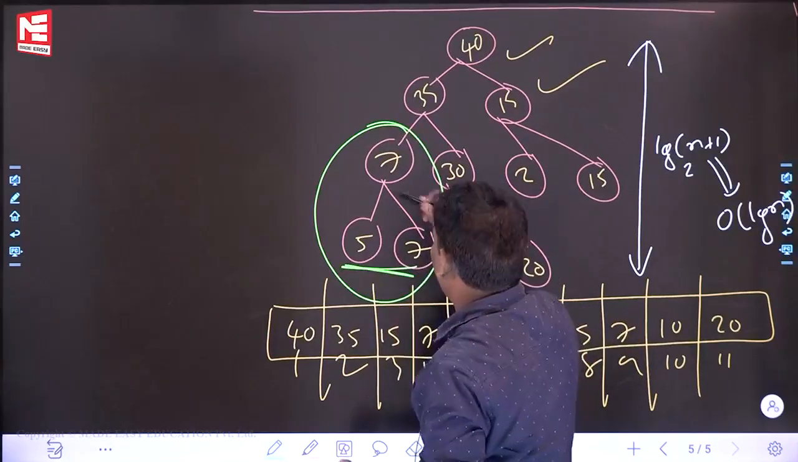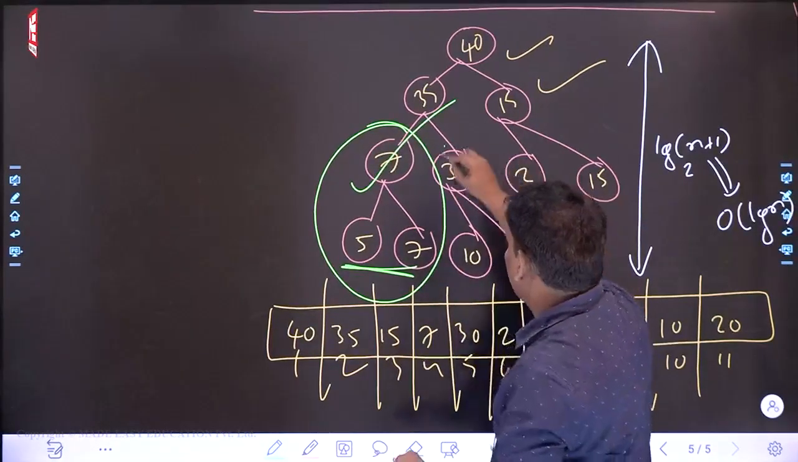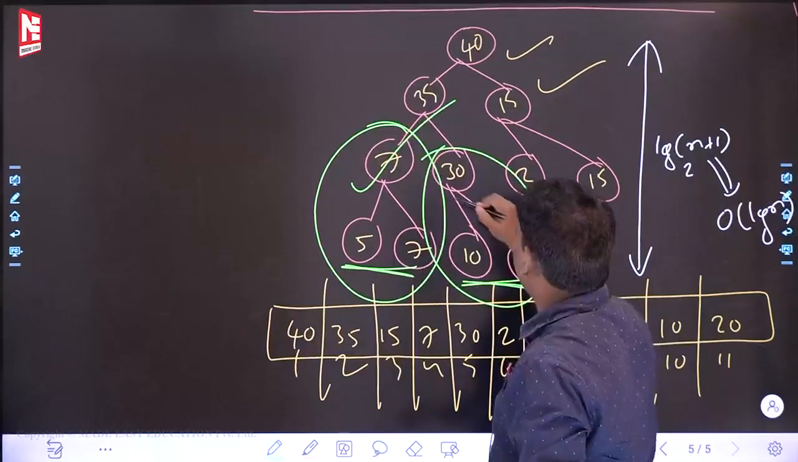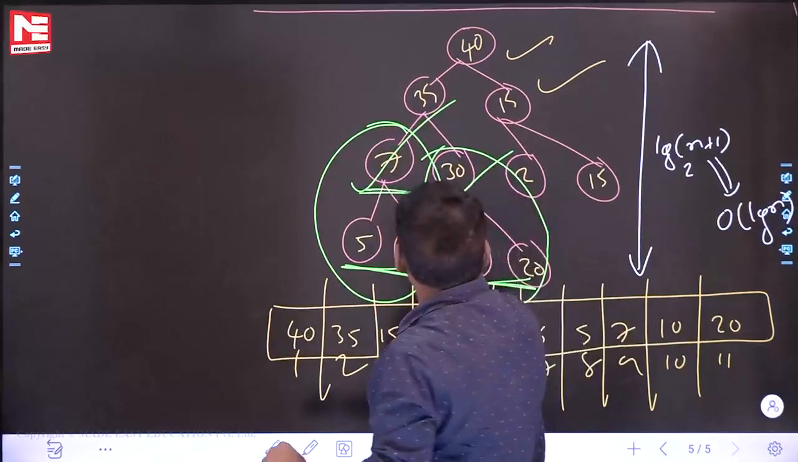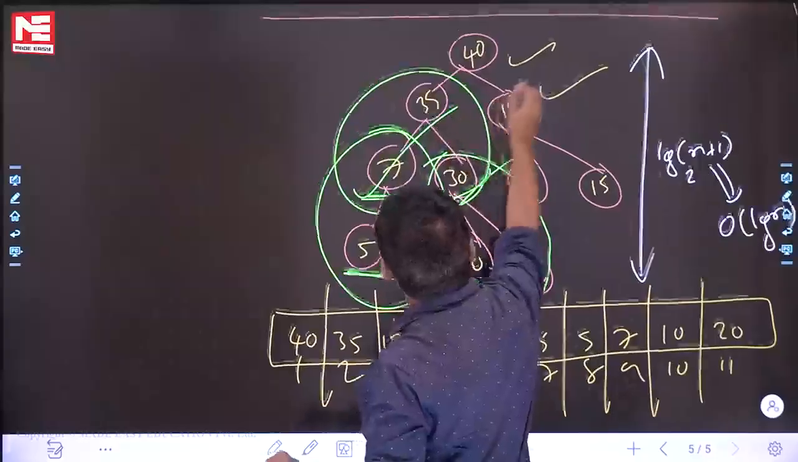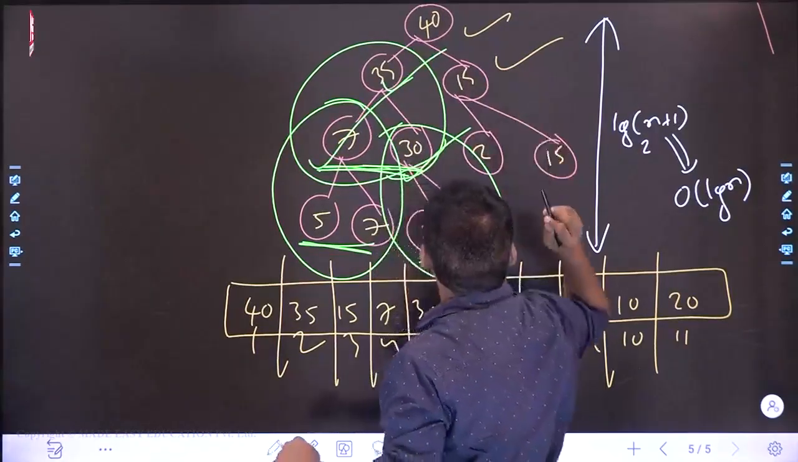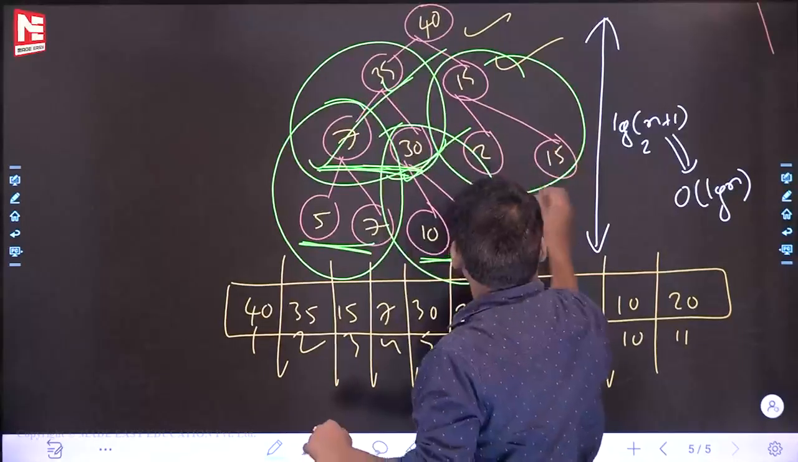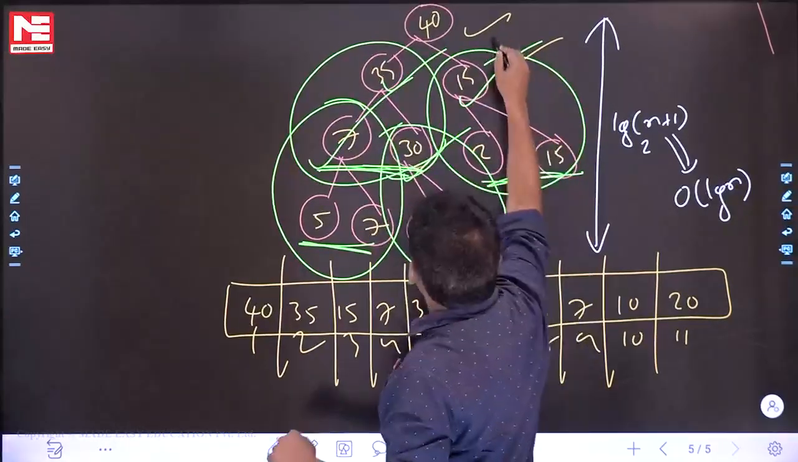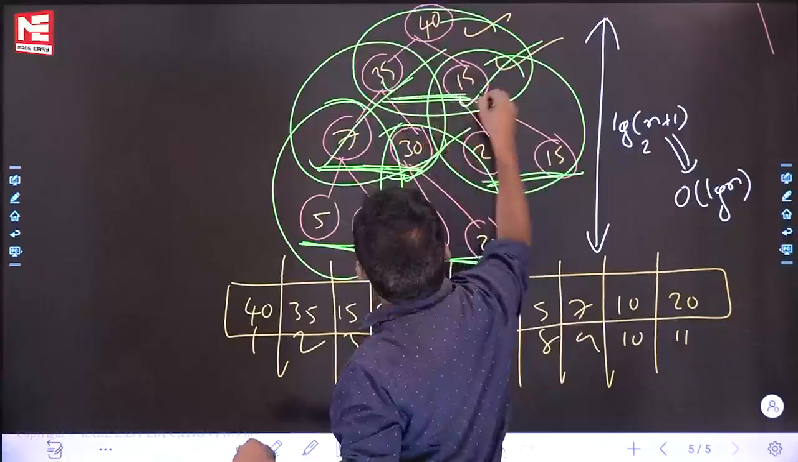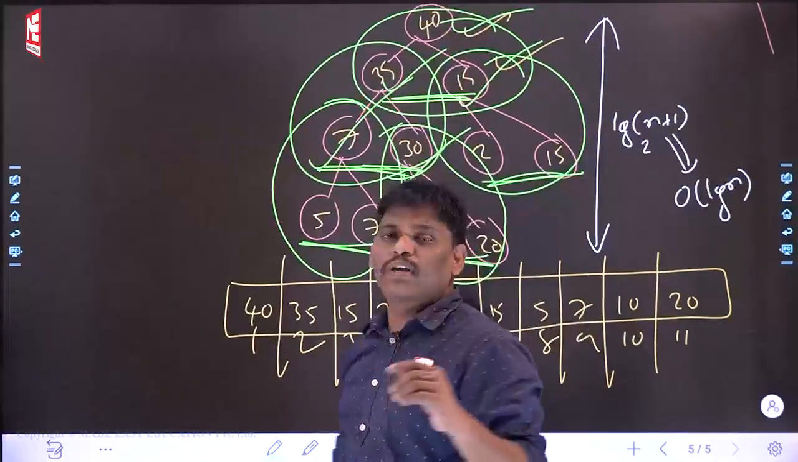Comparing the children, the parent is bigger. Here also, comparing the children, the parent is bigger. Comparing these two children, their parent is bigger. Equal is also okay. Comparing these two children, this parent is bigger. Same way, comparing these two children, this parent is bigger. I think the problem is over. Can you help me now?